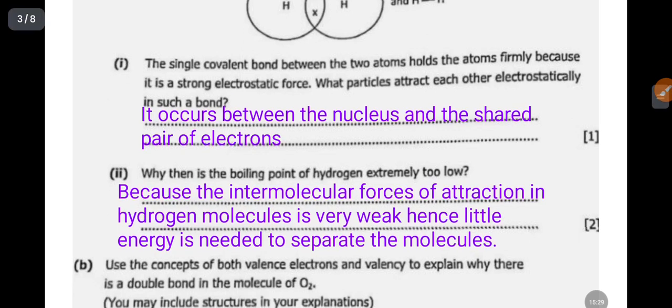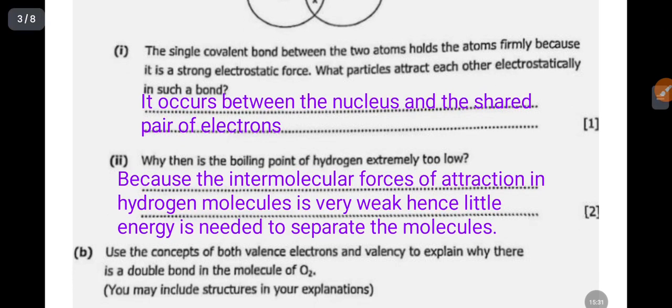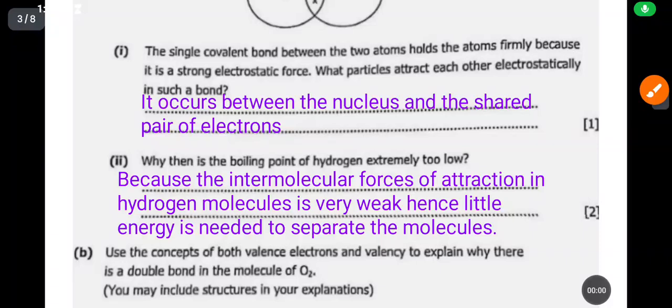Okay, question B. Use the concepts of both valency electrons and valency to explain why there is a double bond in the molecule of oxygen.